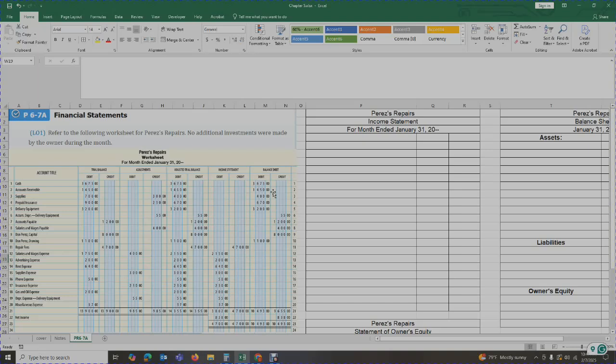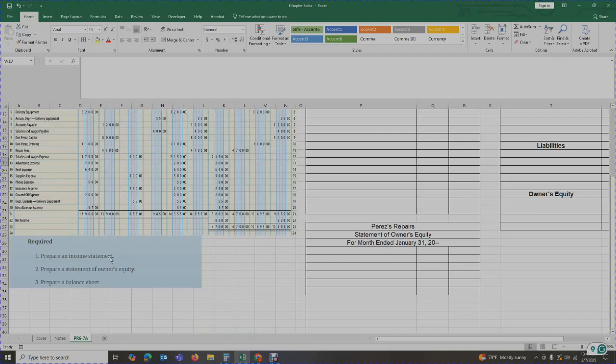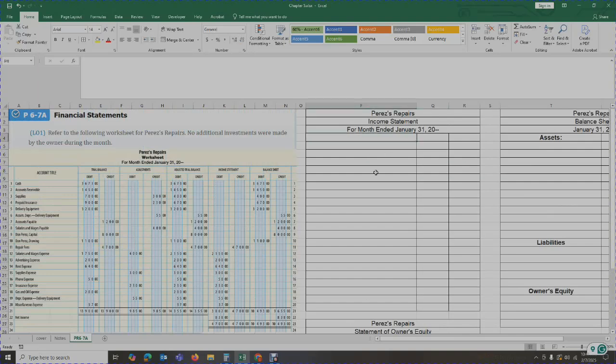So they're just letting you know that this month there were no additional investments, and that comes into play when we are preparing our statement of owner's equity. We have received notification of that. Now we are provided with the data. They're asking us to prepare an income statement, a statement of owner's equity, and a balance sheet. The financial statements need to be prepared in that specific order. The income statement goes first, the statement of owner's equity goes second, and the balance sheet goes third. So let's begin with the income statement. The income statement is the easiest of them all. It is just your revenues minus your expenses.